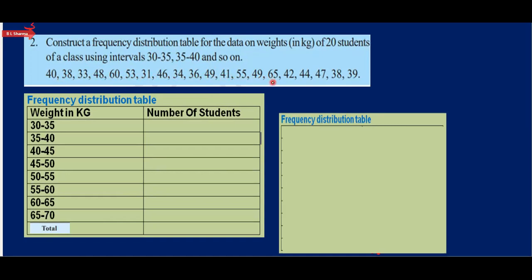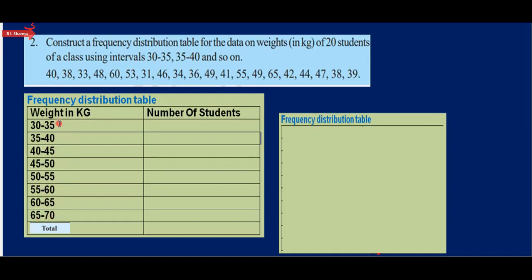So we are taking here 30 to 35 because it is already given. The class size is 5. 5 का difference हमें लेना है. 35 to 40, the difference is 5. 40 to 45, 45 to 50, 50 to 55, 55 to 60, 60 to 65, 65 to 70.